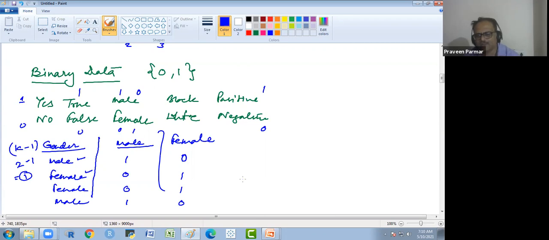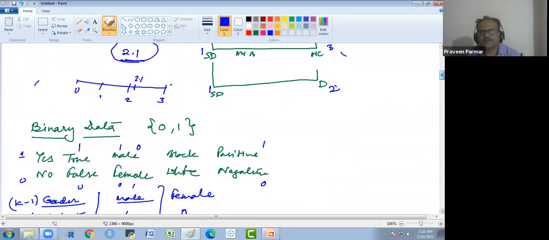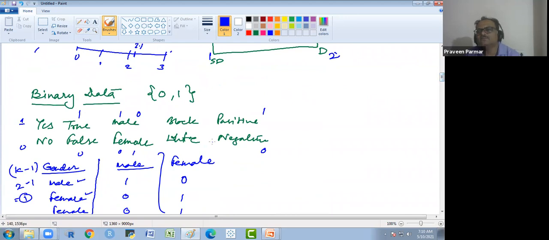Sometimes we have to convert categorical data into binary data. As you see here also, in strongly disagree and so on, these are all categories. Basically, we convert them into an ordinal form, ordinal data. Here, these categories we are converting into binary format. Does that make sense to you?